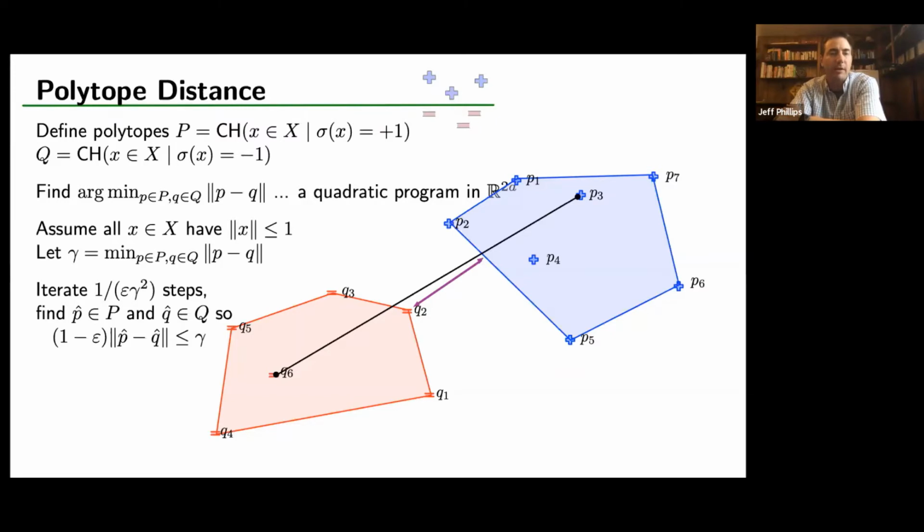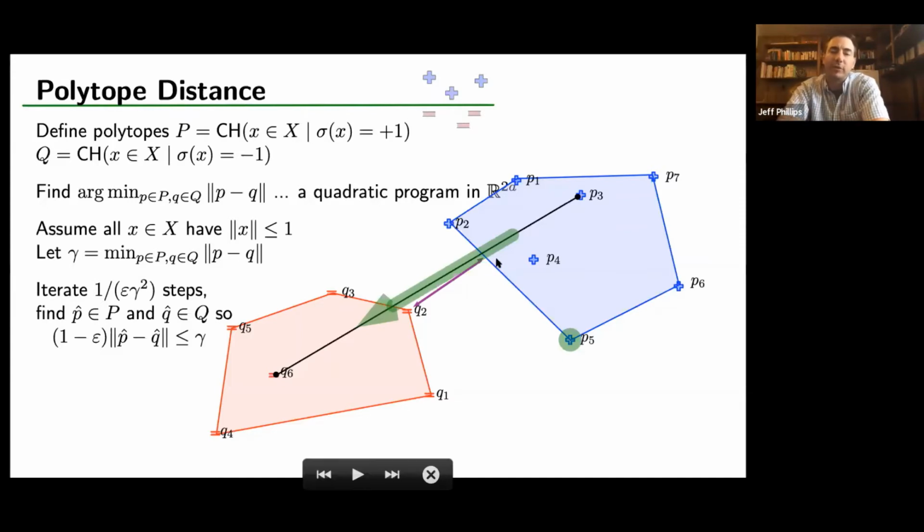Okay. And so this is kind of a very old algorithm as it turns out. And how this is going to work is I'm going to start with any 2 points, in this case Q6 and P3, 1 in each polytope. Okay, so I know this is a feasible solution.